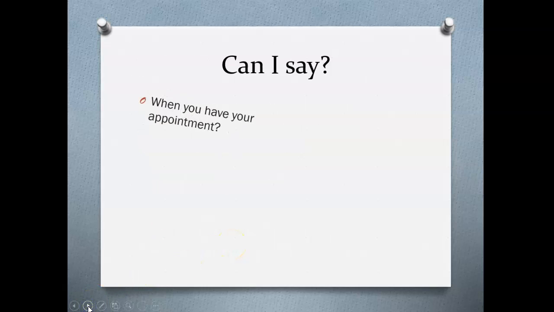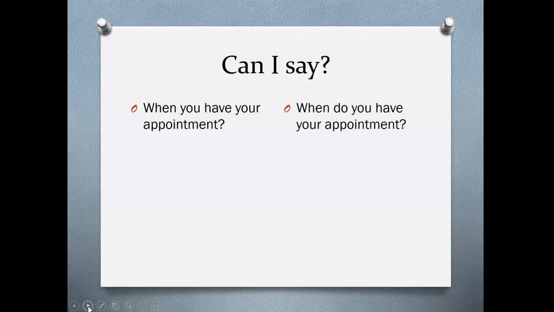So can I say when you have your appointment? Think about it. No. The question is, when do you have your appointment? Can I say, where does it hurts? Think about it. No, I have to say, where does it hurt? Remember, the S is here on my auxiliary and not on my verb.